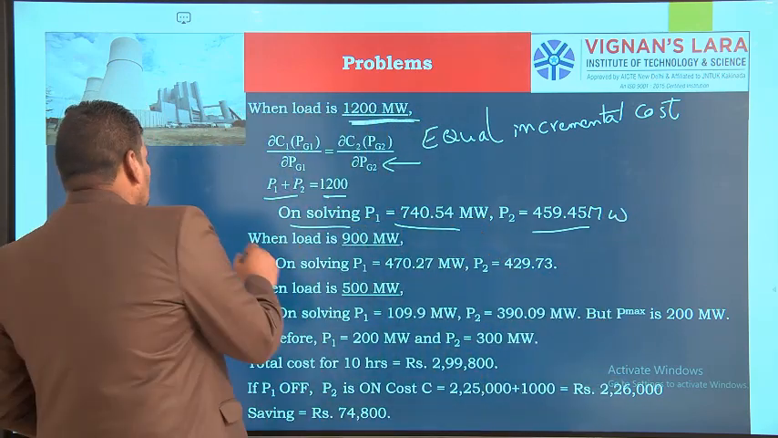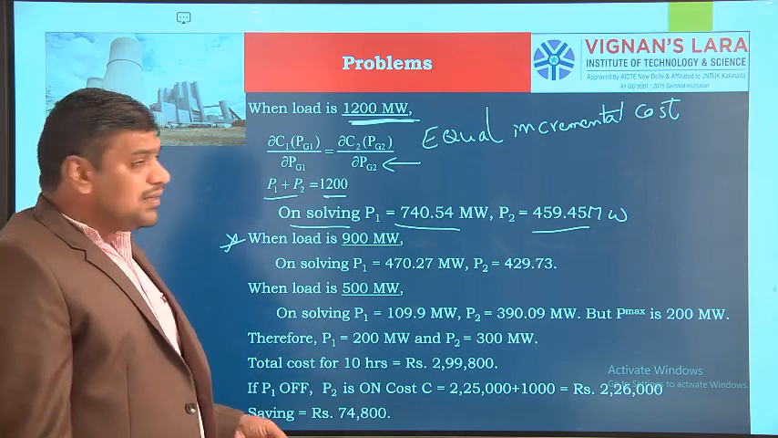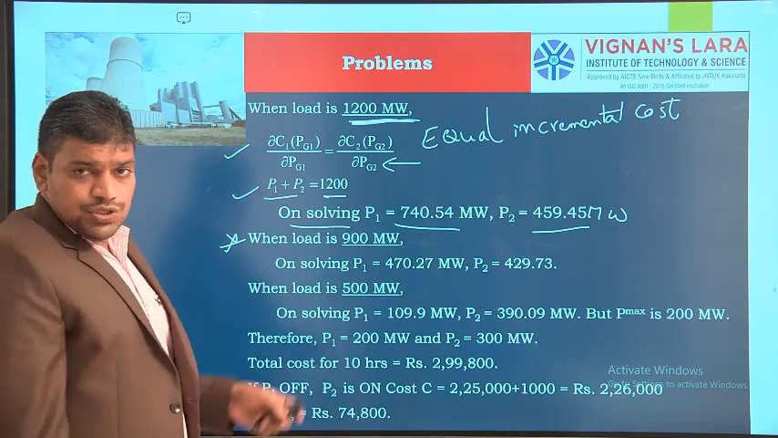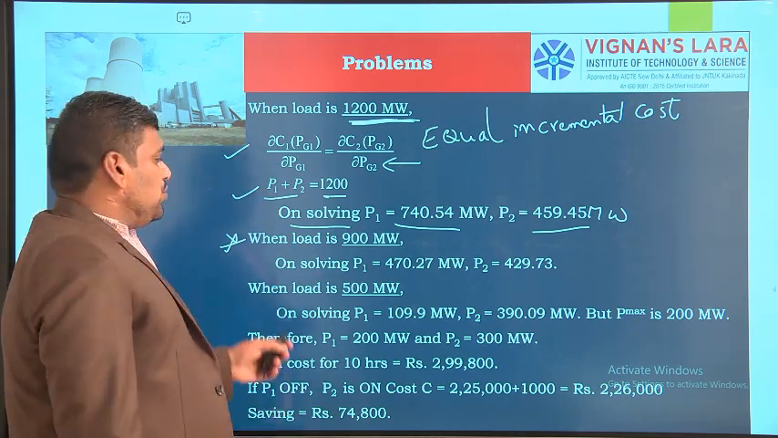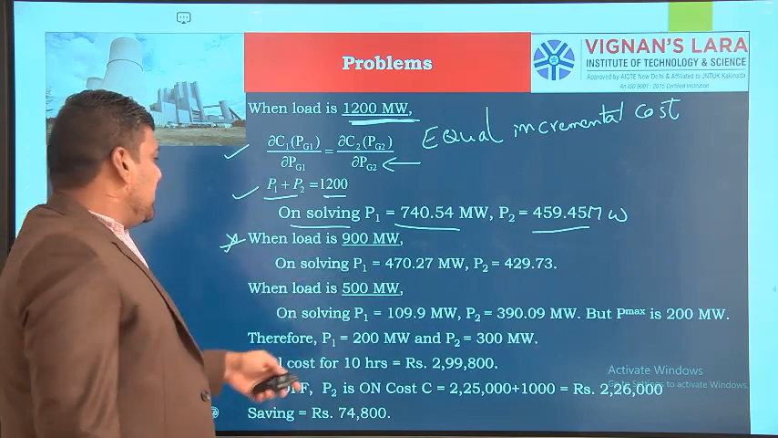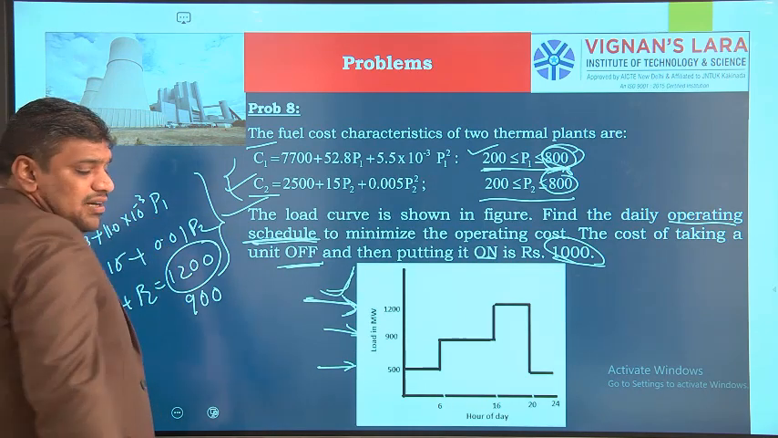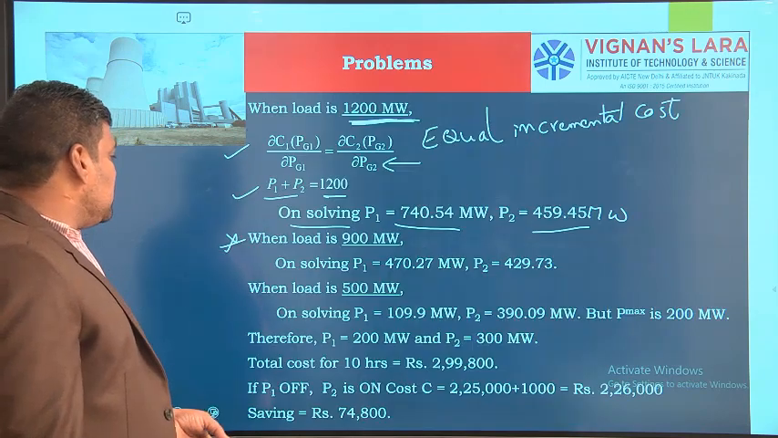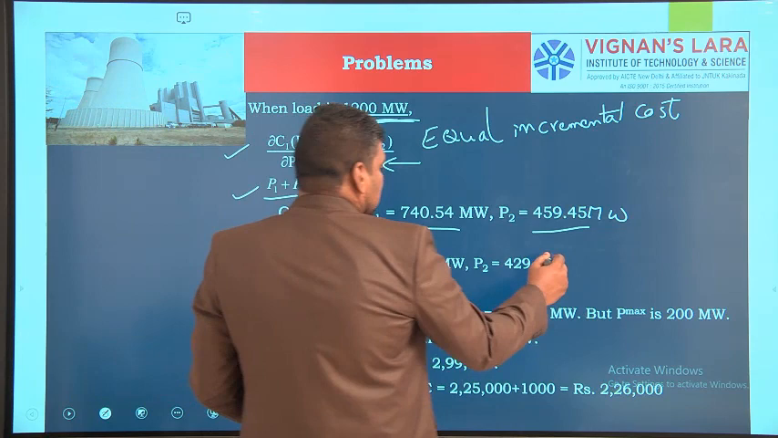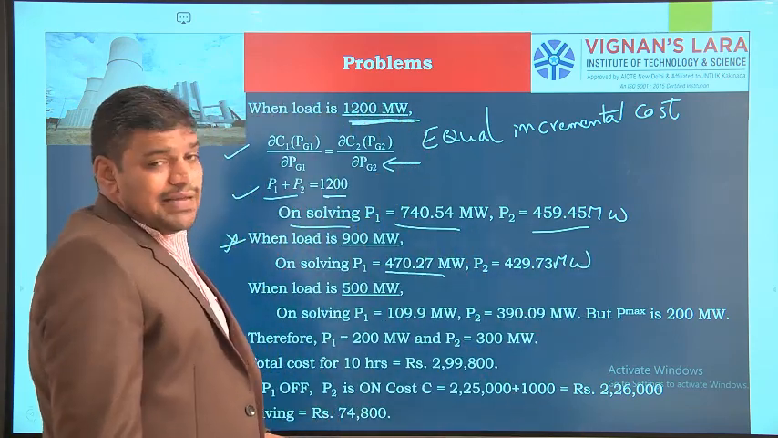In the second case, when the load is 900 megawatts, the same approach you have to use. That is ∂C1/∂P1 equal to ∂C2/∂P2, and P1 plus P2 is equal to 900 megawatts. Means in place of 1200, you need to replace it with 900 megawatts. On solving these two expressions, you will get P1 as 470.27 megawatts and P2 as 429.73 megawatts.